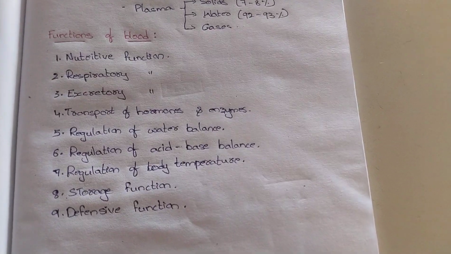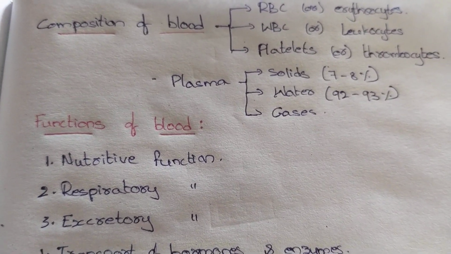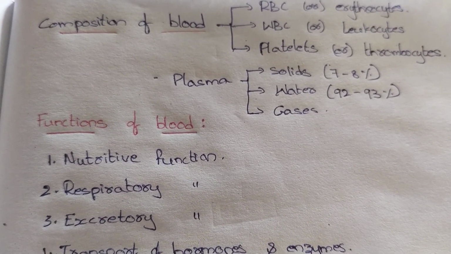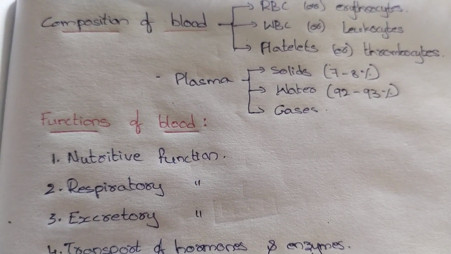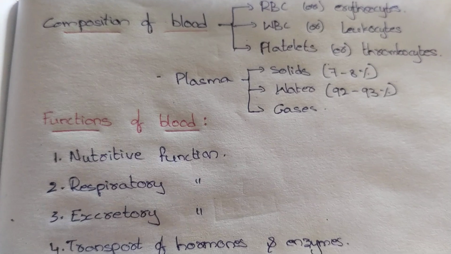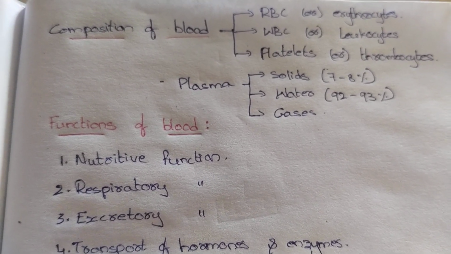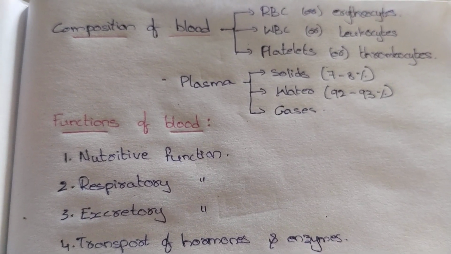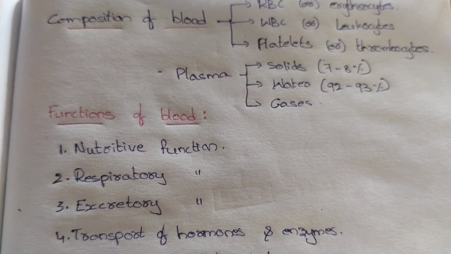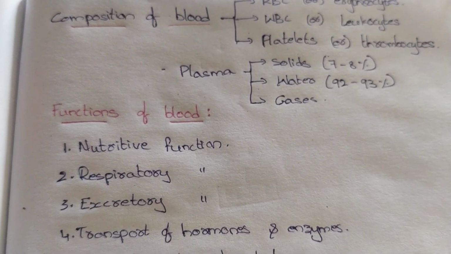When it comes to functions of blood, the first function is nutritive function. It contains substances like glucose, amino acids, lipids, and vitamins. These are all derived from the digested food, absorbed from the GIT, and carried by blood to different parts of the body for growth and production of energy. Next one is respiratory function. It carries oxygen to all the parts of the body and brings back CO2 from all the parts of the body.